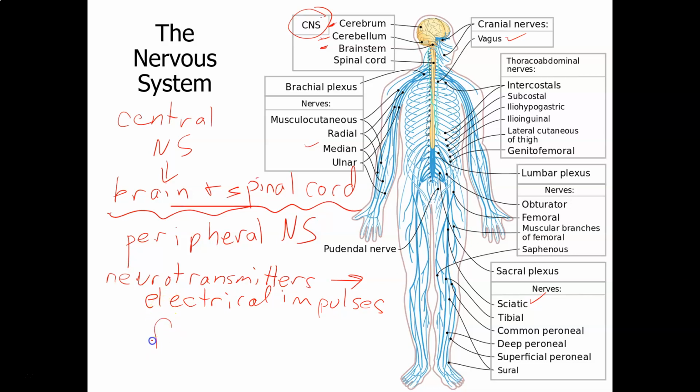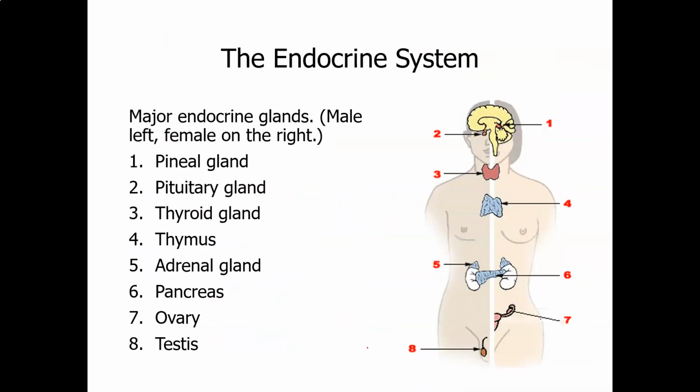So they're very fast, but they are short acting. Their effects do not last as long as, for example, hormones. The endocrine system produces chemicals called hormones, and the endocrine system contains a lot of glands and organs scattered throughout your body that release different hormones and play a role in different bodily functions.